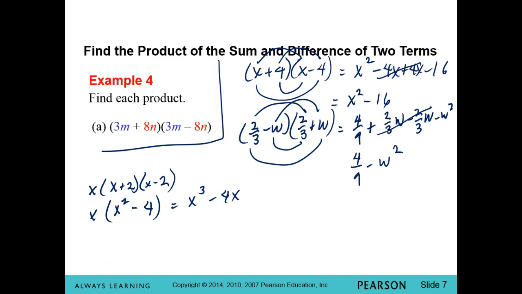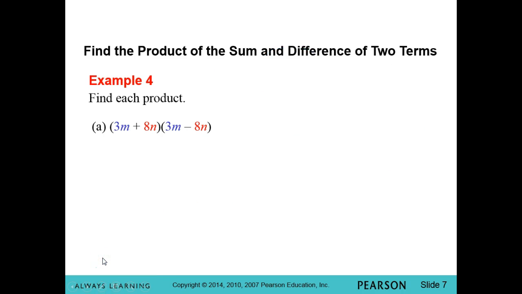Okay. Now let's erase all that. Have you got it? Everybody got it? Yes. Okay. No one still writing? Okay, I guess not. Okay. Now let's do example 4. Find each product.